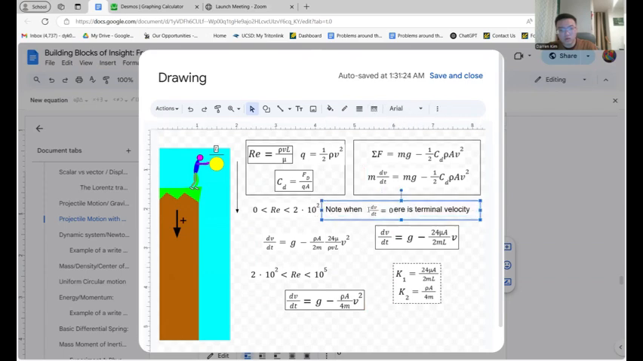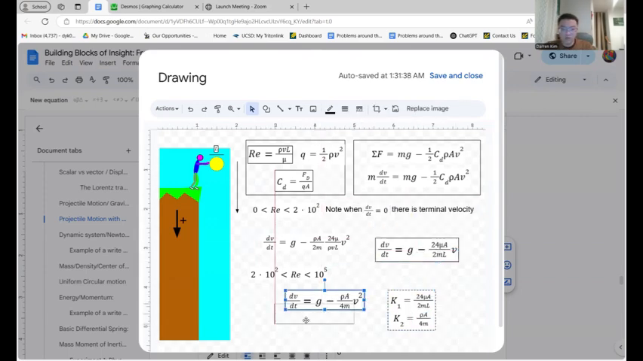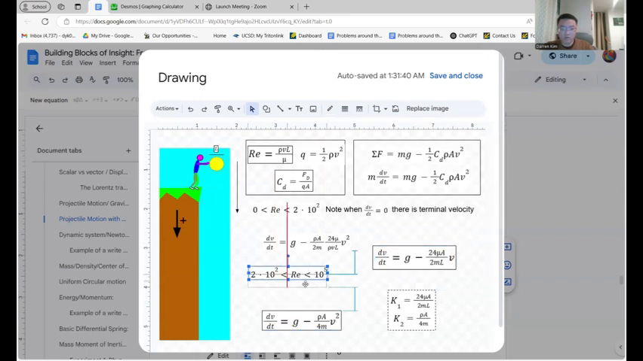I don't think they know what happens with this terminal velocity. So I'm going to have to explain that a little bit. I can move this down over here because we just can.